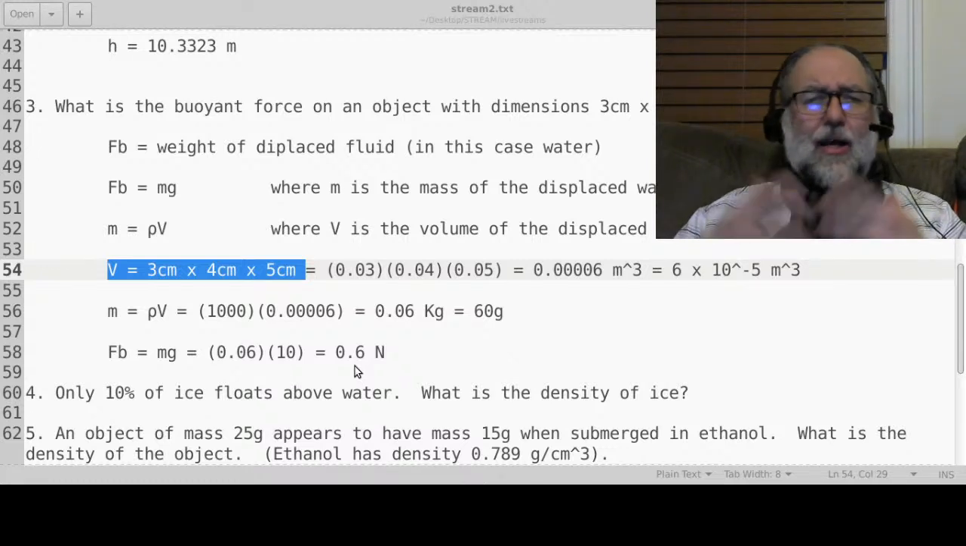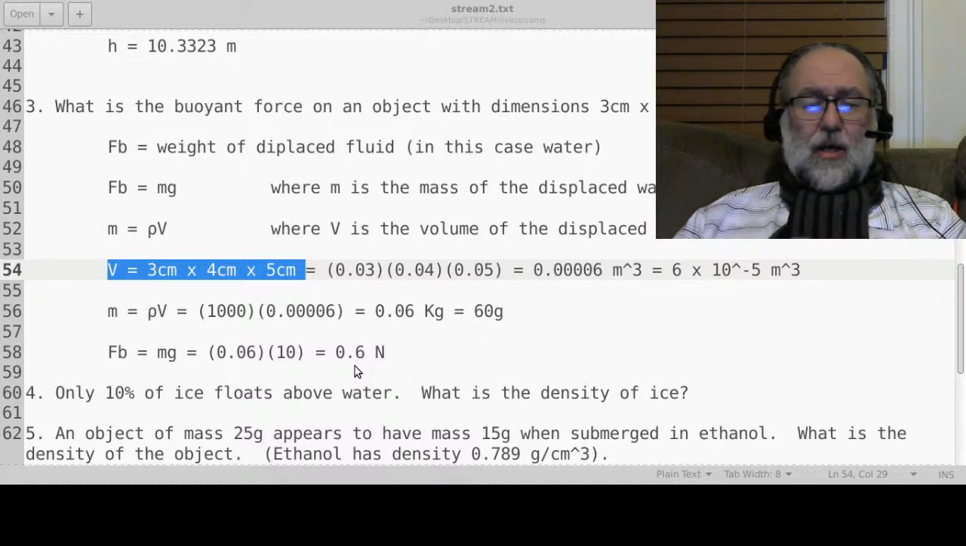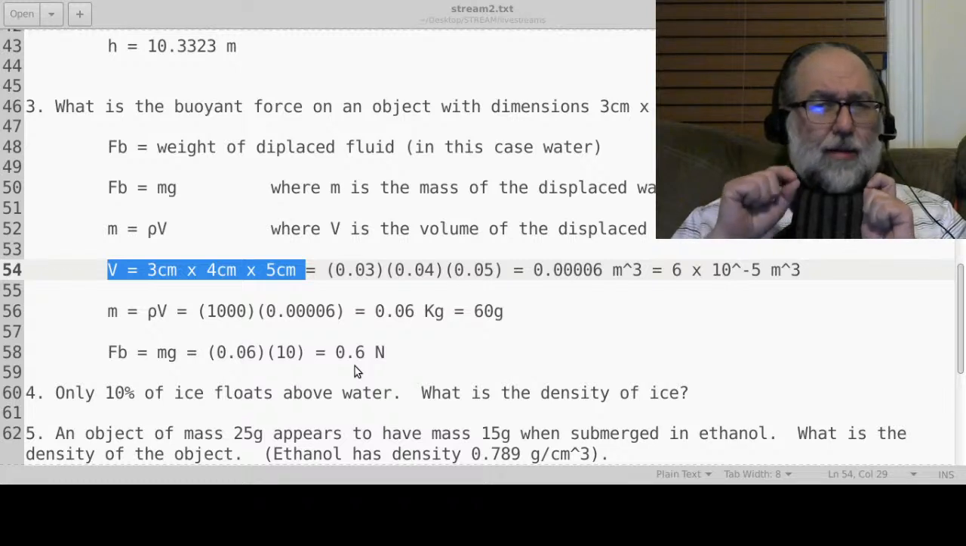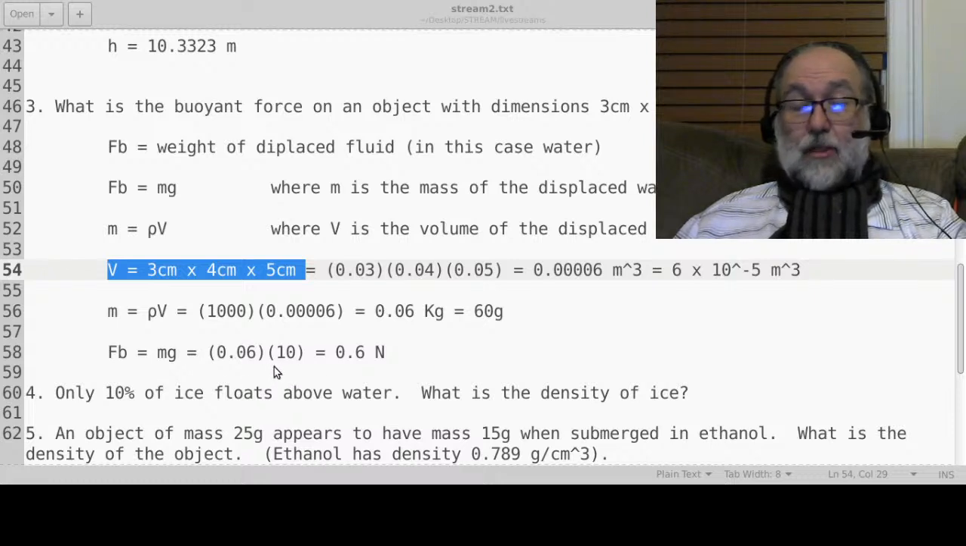Now, I didn't tell you anything else about the object. You don't know what it's made out of, what its mass is, or anything like that. So you can't even tell if it's going to sink or float. There's still gravity pulling down on it. But in this question, I'm just asking for the force of the fluid upwards, that buoyant force, and it's exactly equal to this.